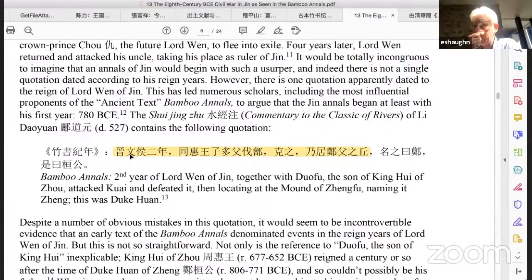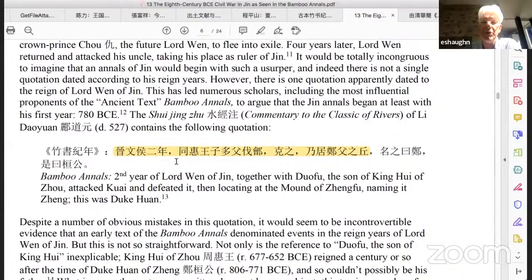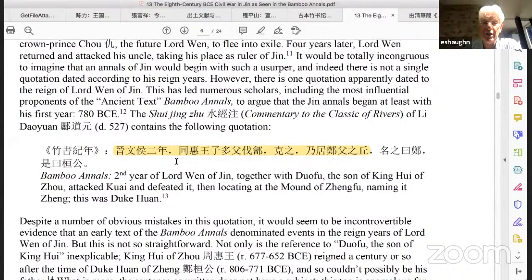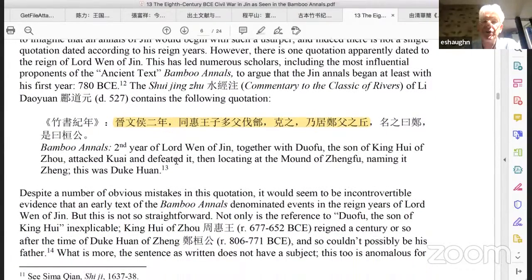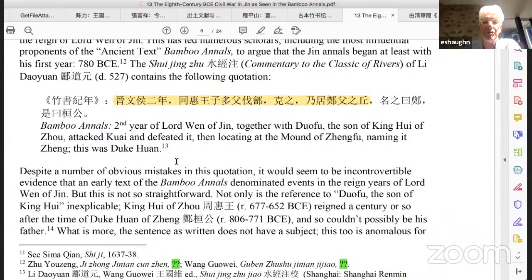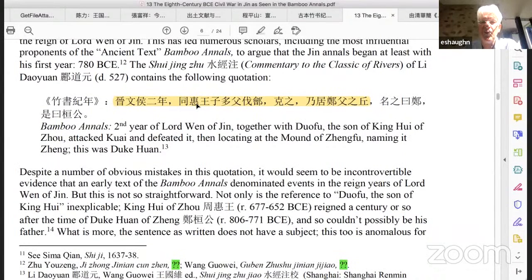So this would be dated to the year 779. Jin Wen Hou's first year is 780. His second year would be 779. But there are problems with this, and problems that maybe in the question and answer period we can come back to. In the meantime, just in the interest of time, I think I'm going to skip this part of the talk, which once again is fairly complicated.